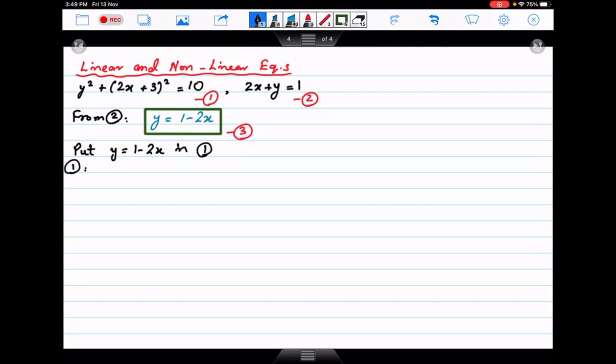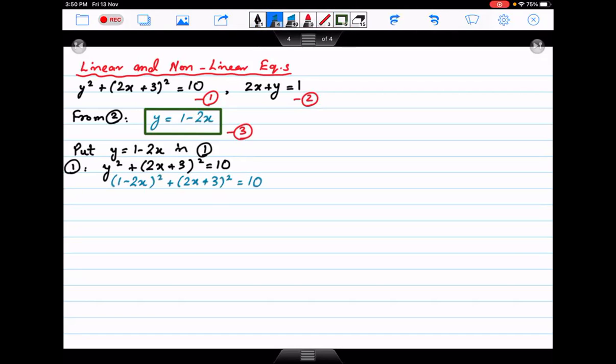So what is equation 1? It is (y² + 2x + 3)² = 10. So I will write the value of y. Instead of y, it will be (1 minus 2x)² plus (2x + 3)². Make sure if y has a square, then after putting the value of y, we should be putting the square here. Otherwise, we will get the wrong answer.